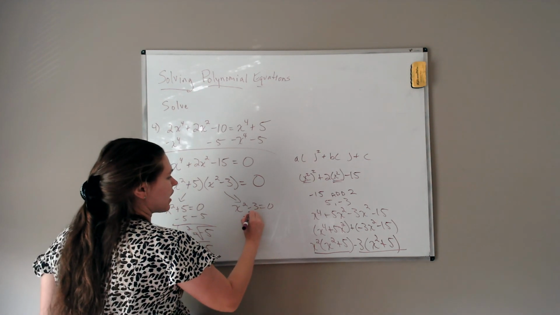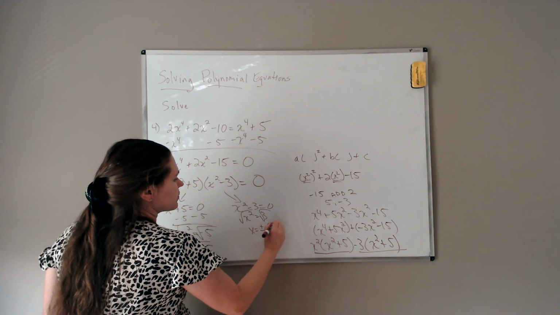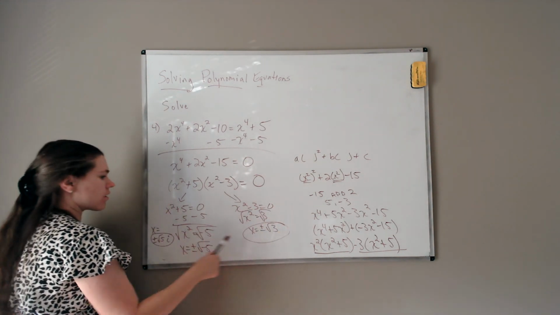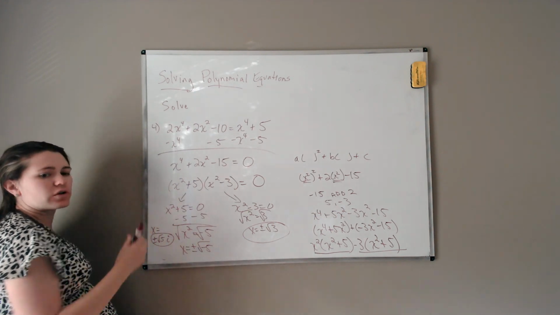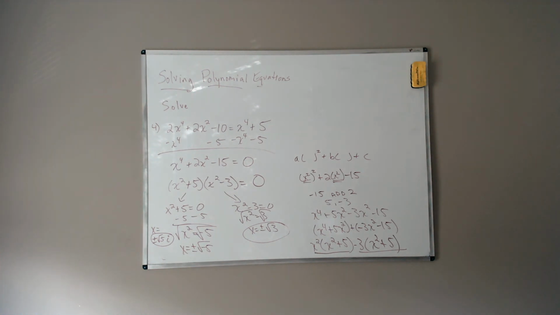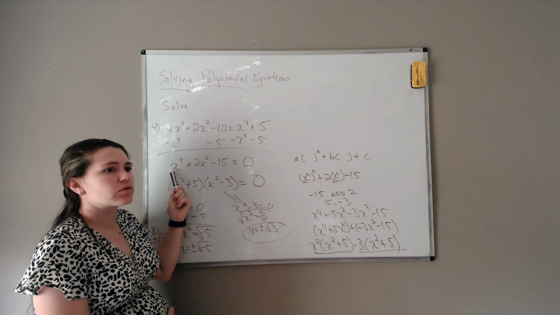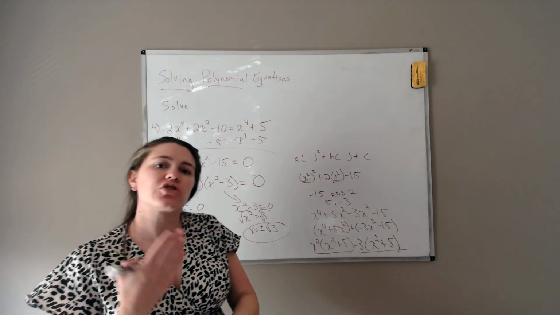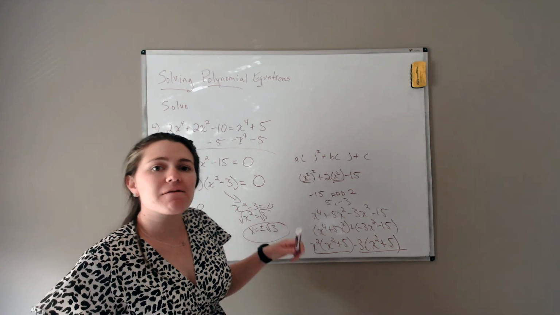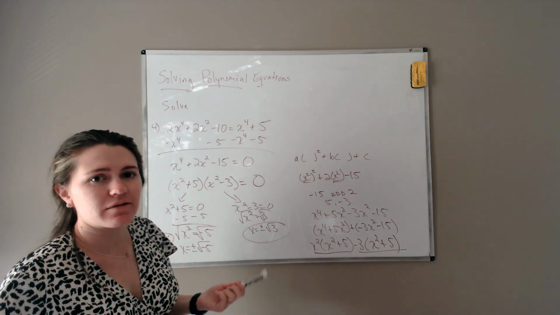Add 3 to both sides. Take the square root. We get x equals plus or minus the square root of 3. Here are your 4 solutions to this 4th degree polynomial. So you need to make sure that whatever polynomial you end up with, its degree is how many solutions you get. You cannot find the solutions until you have factored it down to linear and quadratic factors.